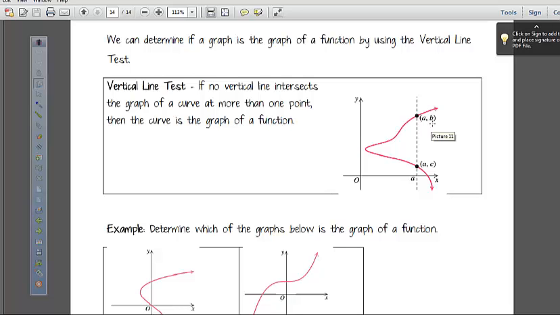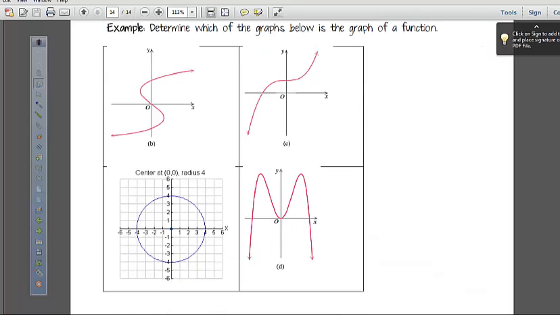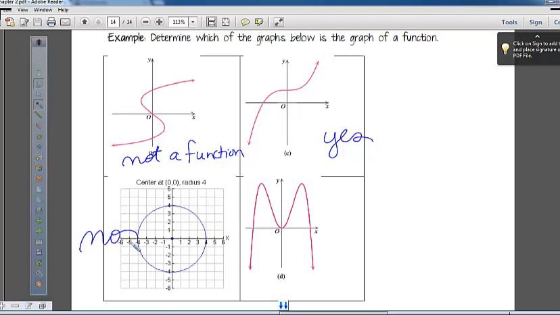So when we look at these examples, okay, determine which of the graphs below is the graph of a function. What about B? Okay, no, it's not. Okay, not a function. And C? Yes, C is a function. Okay, what about this circle? No, not a function. Okay, and D. Okay, yes, very good.